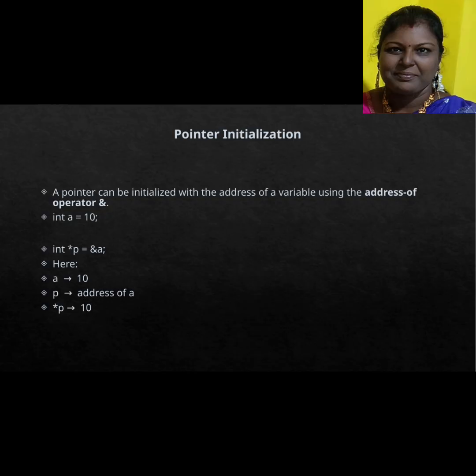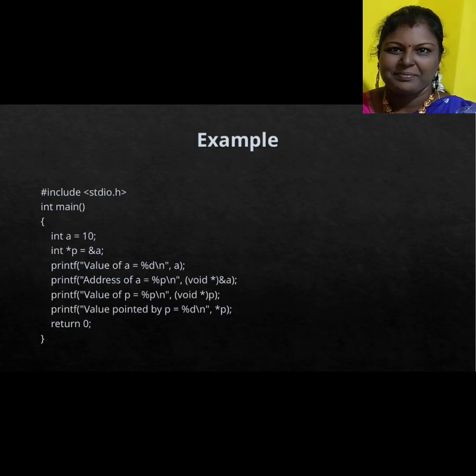Here, we have a simple C program that demonstrates pointers in action. We start by declaring an integer variable, a, and assign it the value 10. Then, we create a pointer, p, which stores the address of a. The program prints out the value of a, its memory address, the value of the pointer p itself, and finally, the value that p points to. This example clearly shows how pointers can access and manipulate data indirectly through memory addresses.